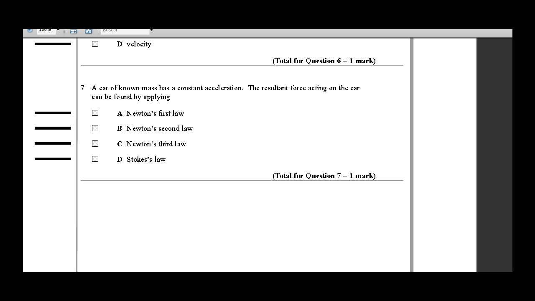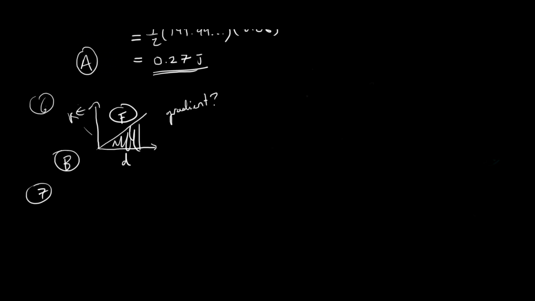It says a car of known mass has a constant acceleration. Okay, so constant acceleration. The resultant force acting on the car can be found by applying, well, hopefully you know that one. Which of the laws has to do with the acceleration? Well, if there is a constant acceleration in the car, then this equation is satisfied. So if we know that this is a constant and we know the mass, then the resultant, Fr, can be found just by ma. And so this is Newton's second law.